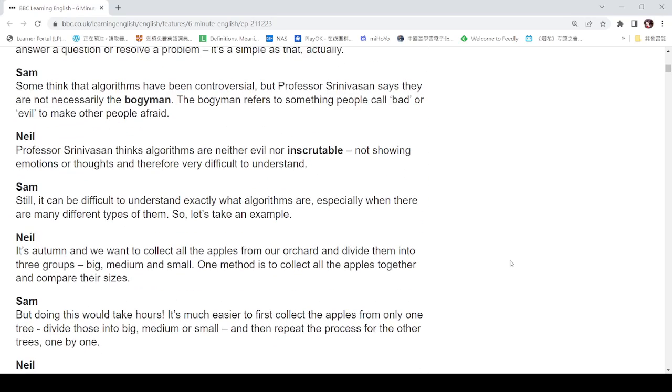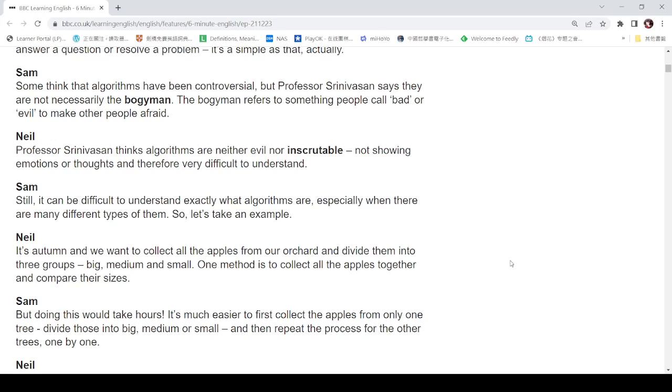Algorithms have been controversial, but Professor Srinivasan says they are not necessarily the boogeyman. The boogeyman refers to something people call bad or evil to make other people afraid. Professor Srinivasan thinks algorithms are not evil. Inscrutable is about not showing emotions or thoughts and therefore very difficult to understand. Still, it can be difficult to understand exactly what algorithms are.